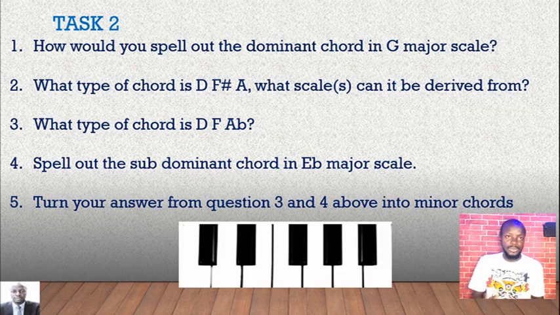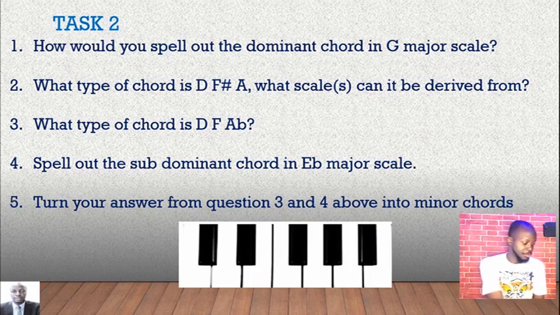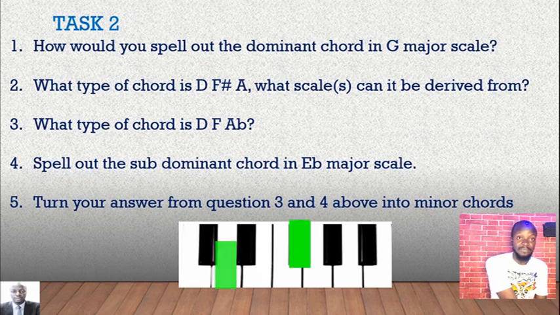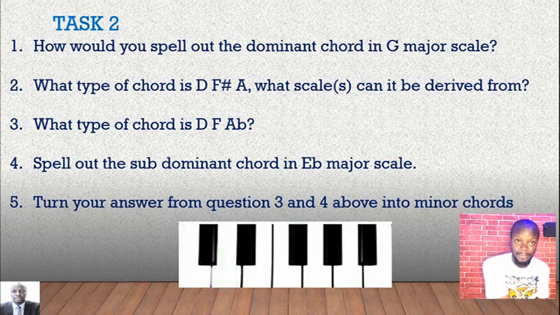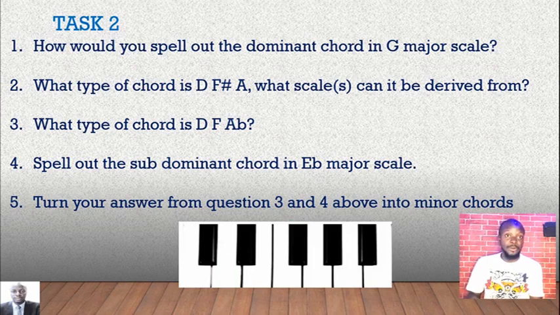So it's as good as counting G, A, B, C, D. So you want to build a chord on D, right? So it's going to be D, F sharp, and A, right? D, F sharp, A, not D, F, A, right? But here the question refers to the dominant of G major scale.